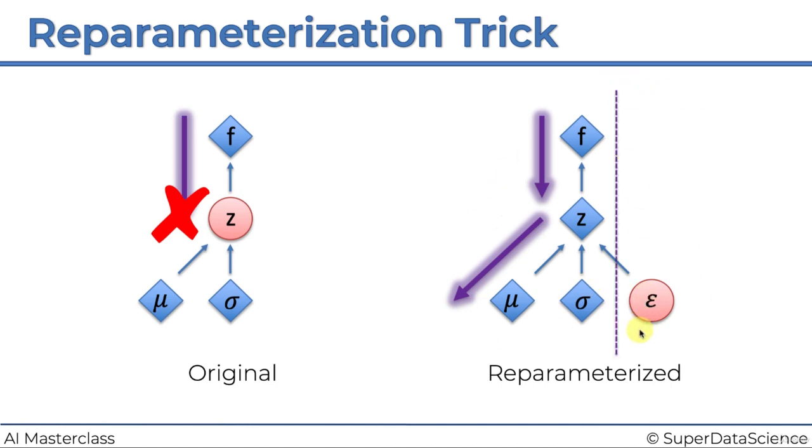In fact, the randomness is separated out in its own node. And as we can see here, we don't need to worry about this. We don't want to train it anyway. Whereas everything we do want to train is very, very straightforward for backpropagation. So that's how the reparameterization trick works in a nutshell.